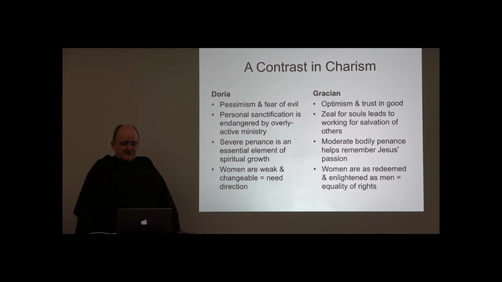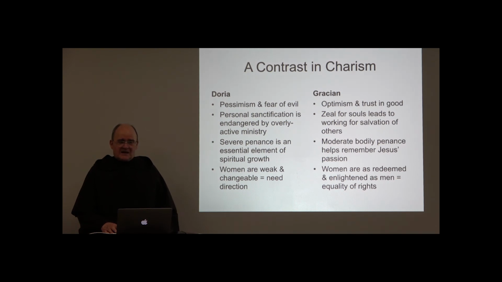Finally, Doria was a strong believer that women should not be running their own affairs in the convents. He felt that women were weak, changeable, of poor judgment, and they could only thrive in their communities if they were governed by members of the male branch of the order. Gratian again reflected Teresa's idea that women are as redeemed and enlightened as men, and that since they had equality of rights, there was nothing wrong with their judgment and they should be allowed to retain control of their government, their finances, and their choice of confessors and chaplains.